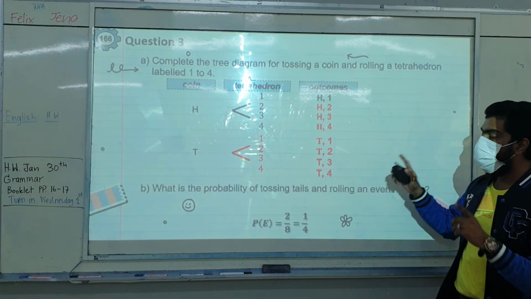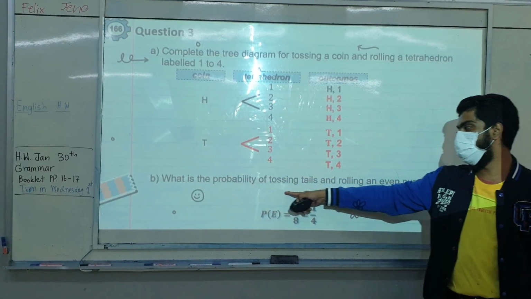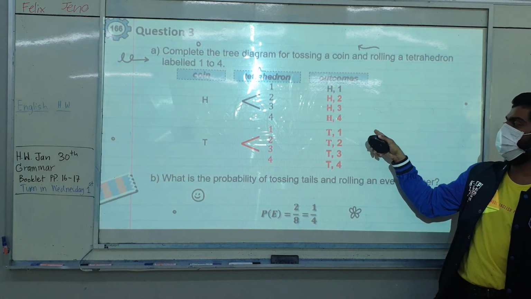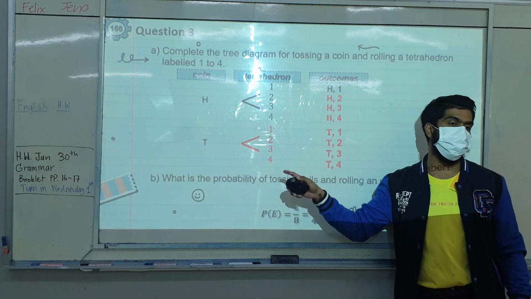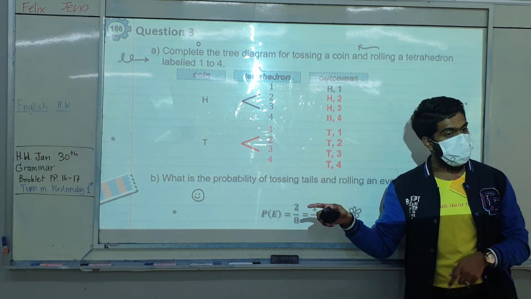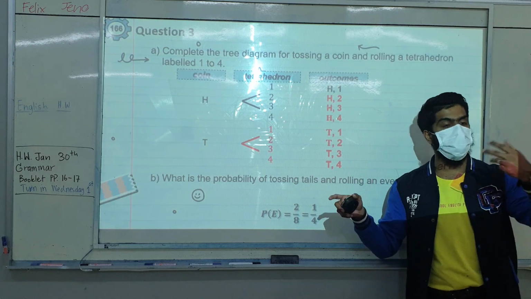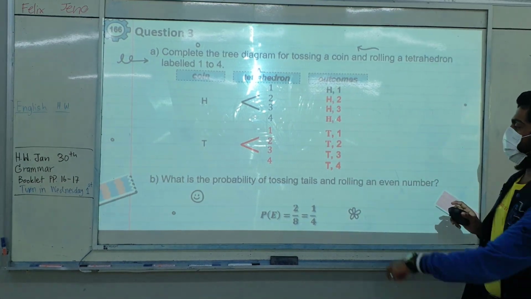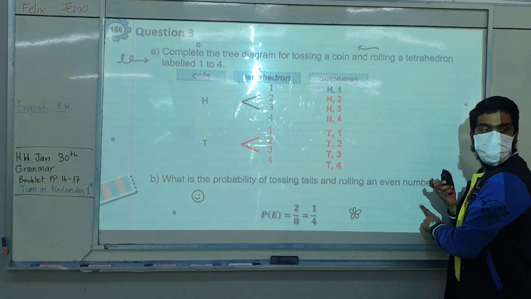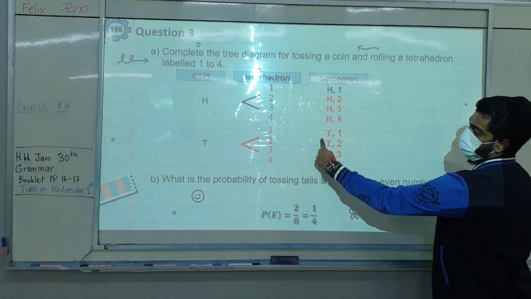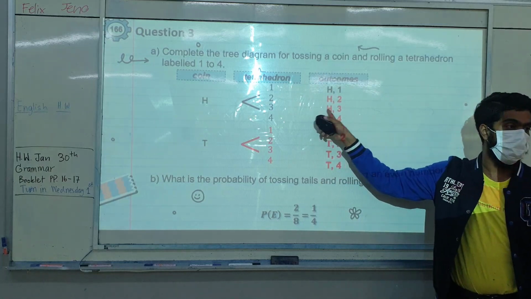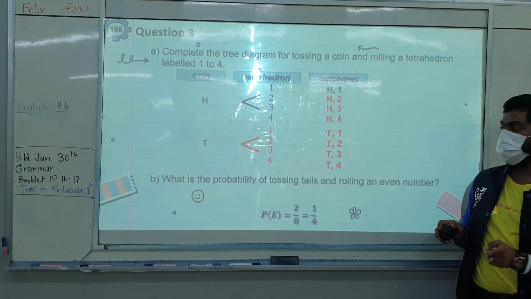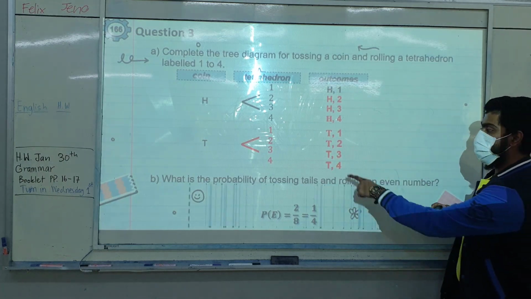Now let's say the question is asking, what is the probability of tossing tails and rolling an even number? So we look at this. What do we mean by even number? Even numbers are 0, 2, 4, 6, 8 and so on. Now, carrying on, in this one they're asking for tails and rolling an even number, right? So we are only going to look at this part because this one is heads. We are not even going to look at it. So tails and even number, which are what? We have tail and 2 and tail and 4.